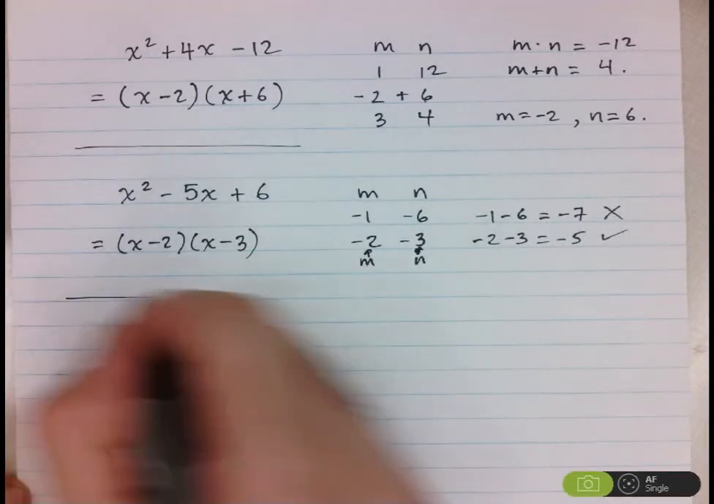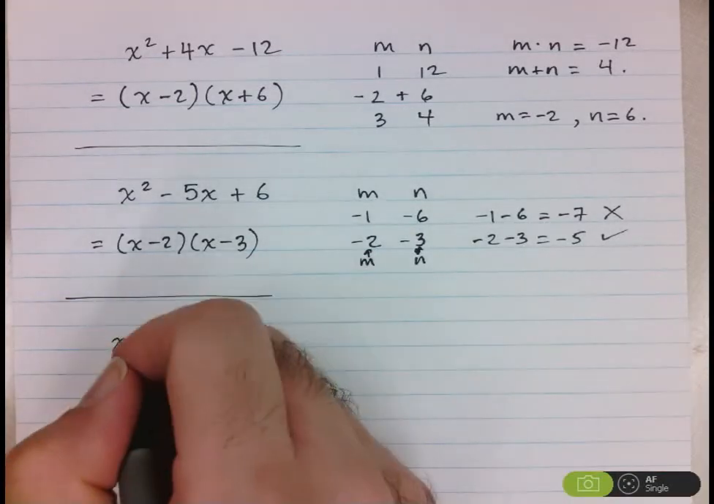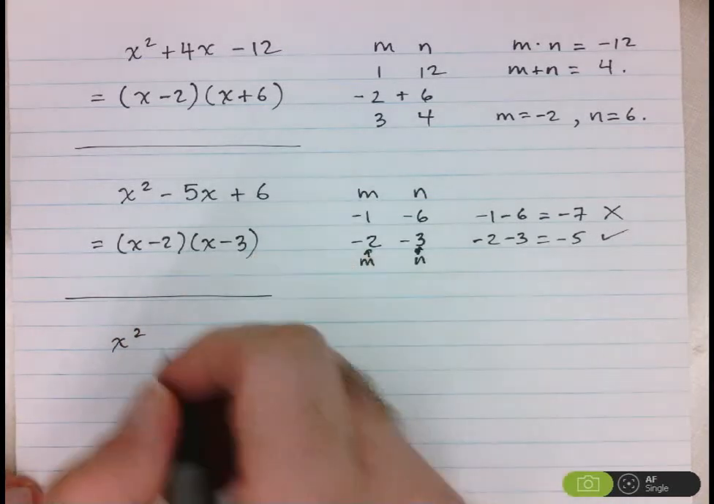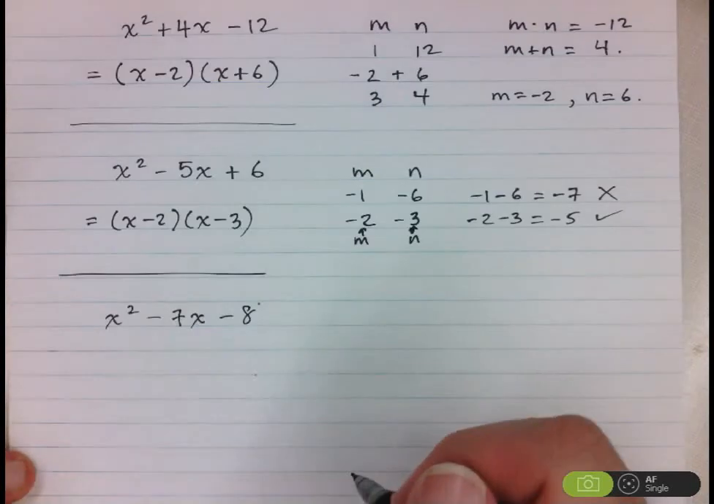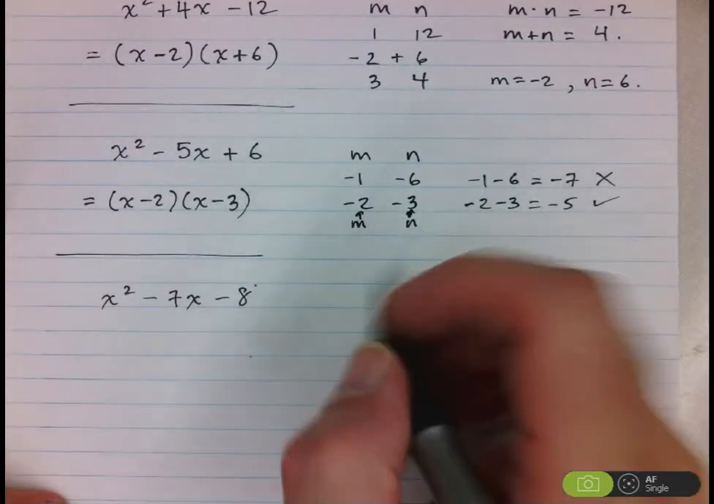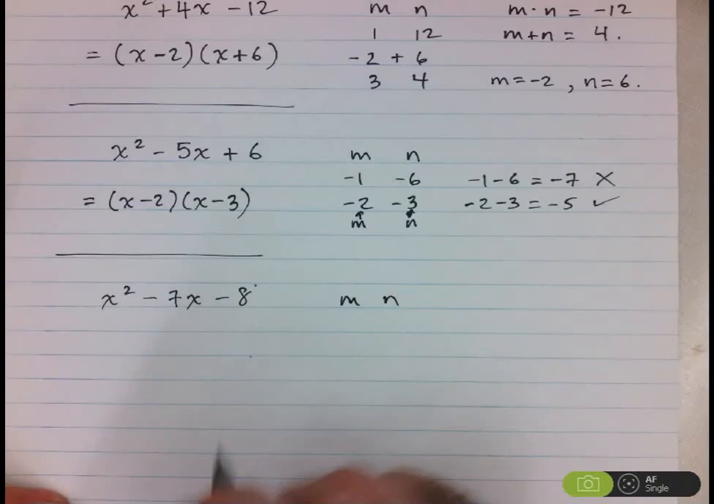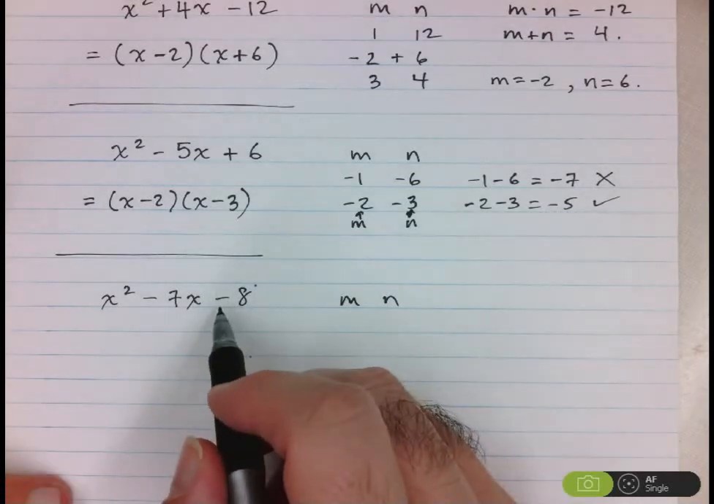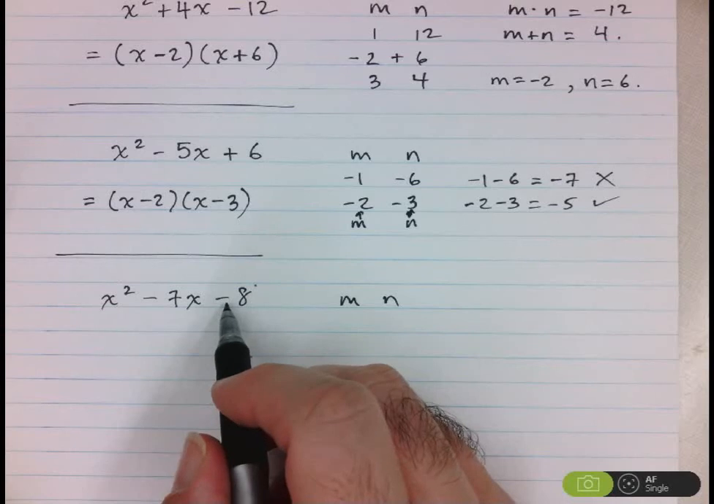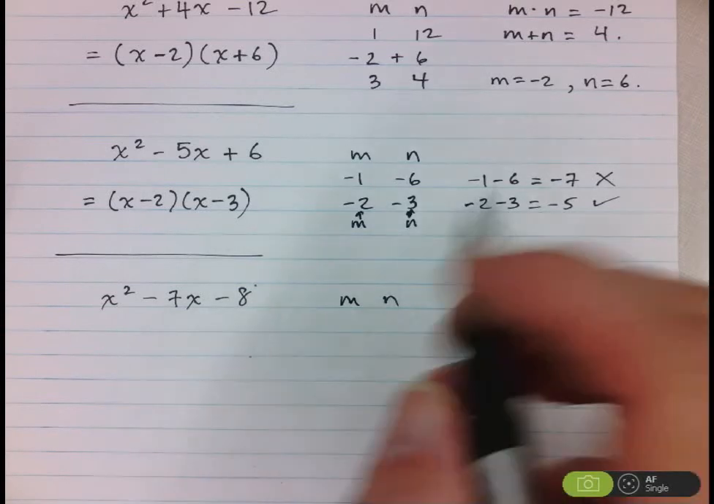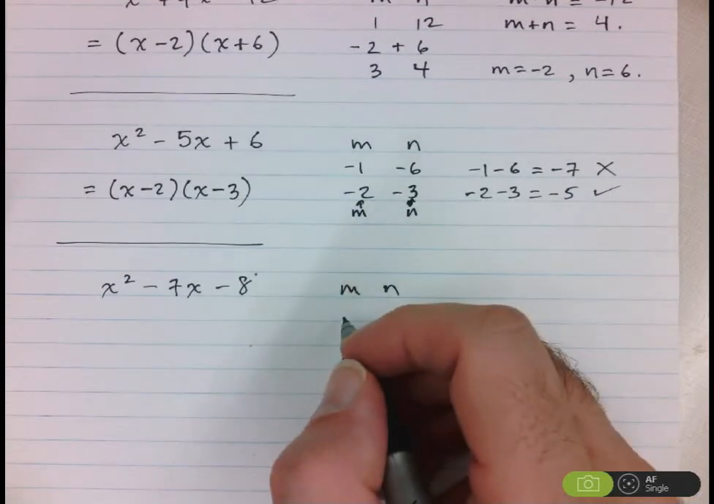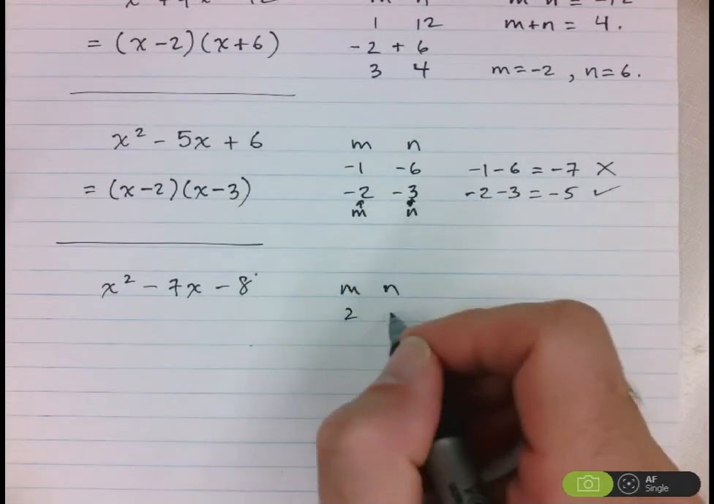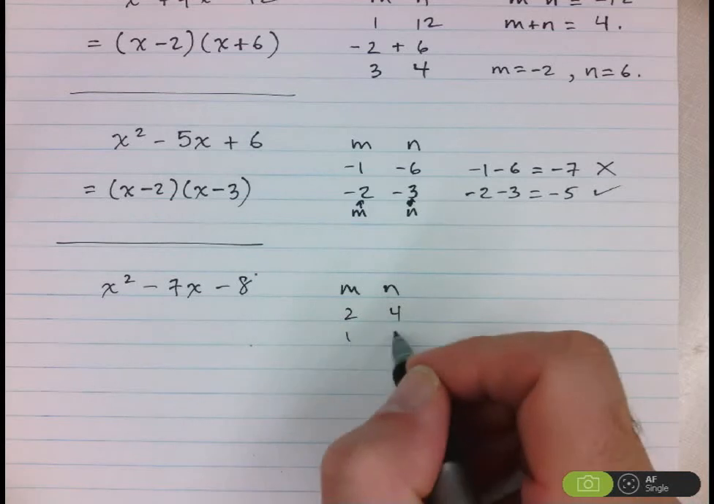Okay, let's take one last example here. I'm going to take x squared minus 7x minus 8. Okay, so set up our list here. My numbers have to multiply to negative 8. So again, let's keep in mind, one has to be positive and one has to be negative. So make sure you remember that as you're determining what your numbers should be. So let's write out our possible factors. Well, we've got 2 and 4, and then we've got 1 and 8.